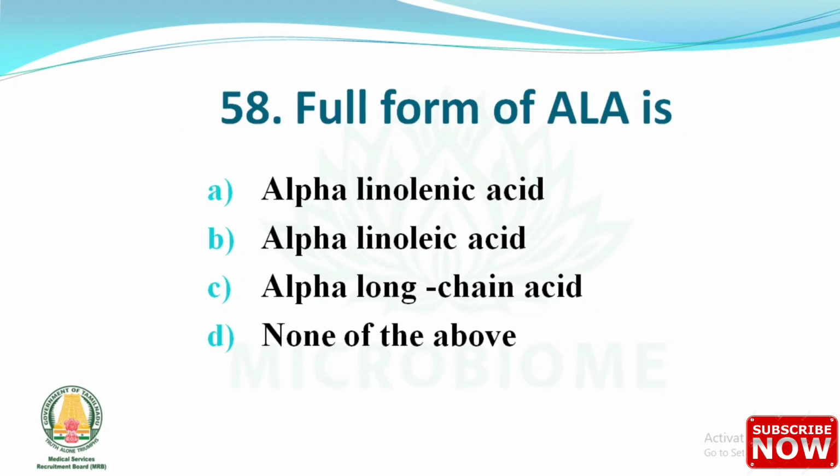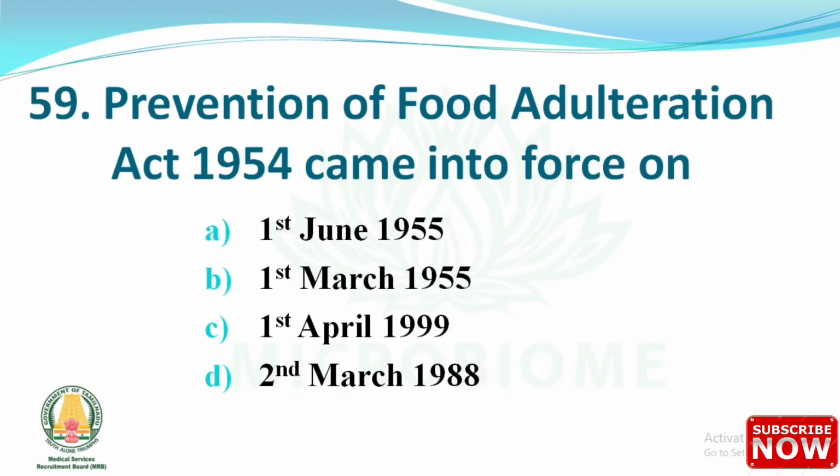And next, full form of ALA is? The options: alpha linoleic acid, alpha linolenic acid, alpha long chain acid, none of the above. The right answer, option A, alpha linolenic acid. And next, Prevention of Food Adulteration Act 1954 came into force on? The options: 1st June 1955, 1st March 1955, 1st April 1999, 2nd March 1988. The right answer, option A, 1st June 1955.